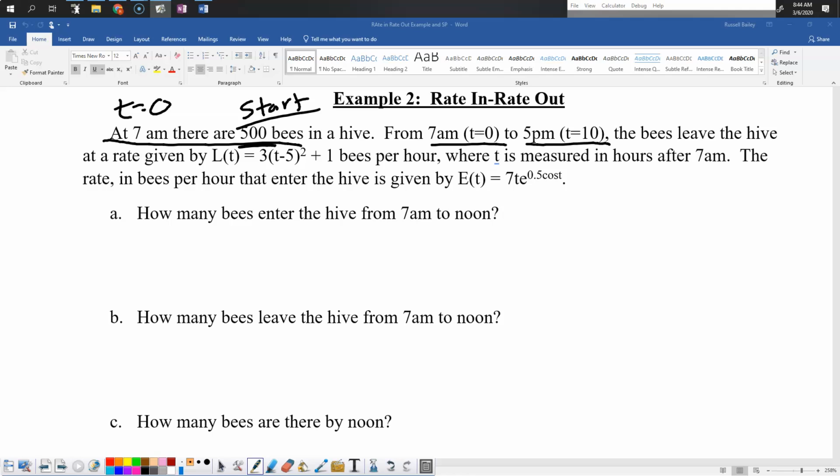Why shouldn't they have to tell us 5 is 10? Well, because start at 7, that's 0, 8, 9, 10, 11, 12, 1, 2, 3, 4, 5. You should be able to actually figure that out, that would be t equals 10, right? But they're nice, and sometimes they are nice.